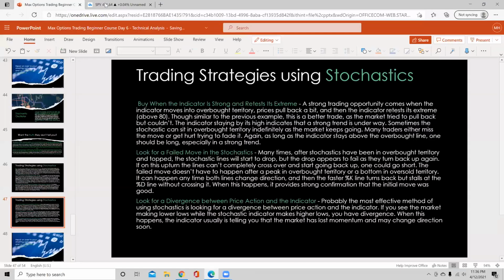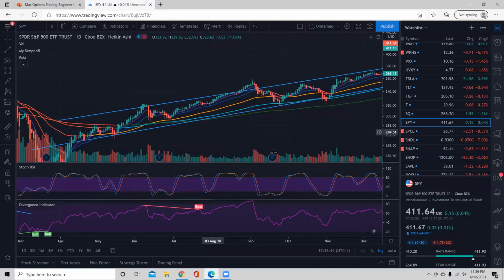When you look for a failed move in the stochastics, a failed move would be something that flattens out here. The stochastics drop. However, we are just in a consolidation period and the market rips to new highs. This is a failed stochastic movement. That failed stochastic movement will slowly be played out over the timeline.